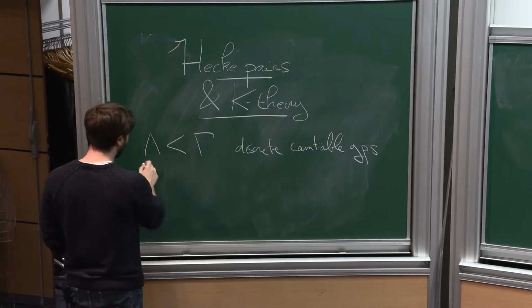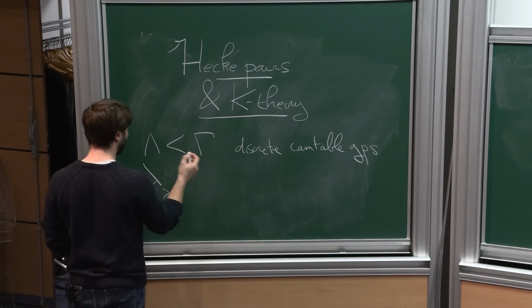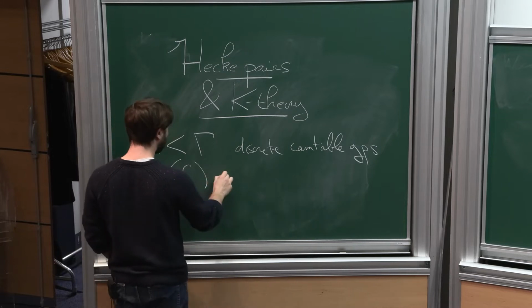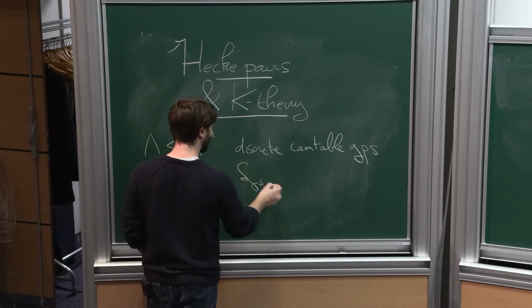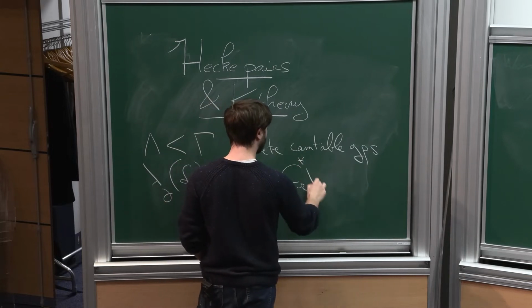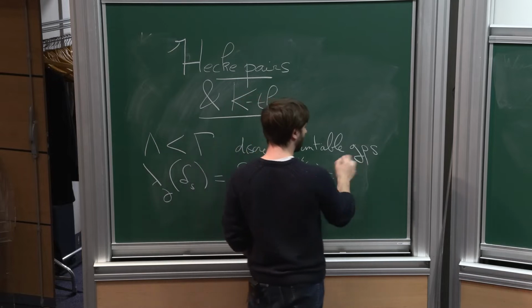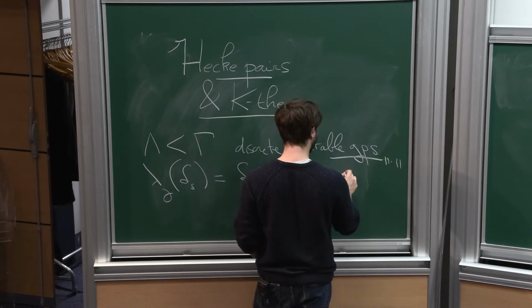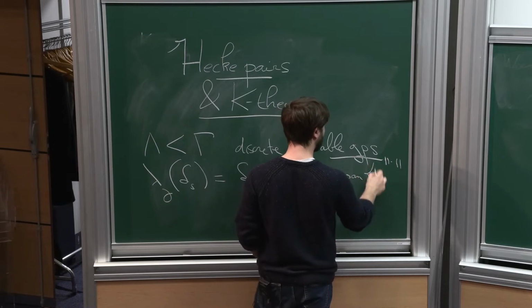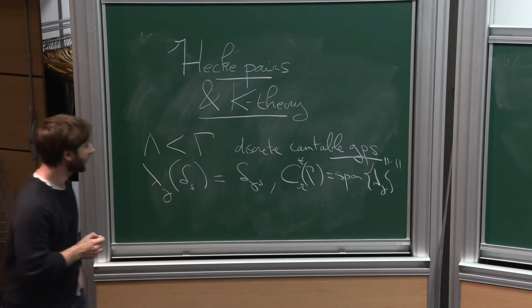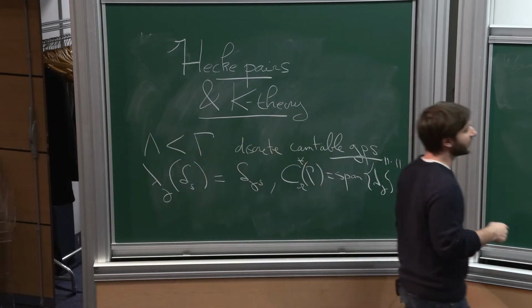Also, everybody probably knows that you have the regular representation that's defined on L2 of gamma in this way, and that we denote by C star reduced of gamma the closure for the norm of the span of these regular representation operators.